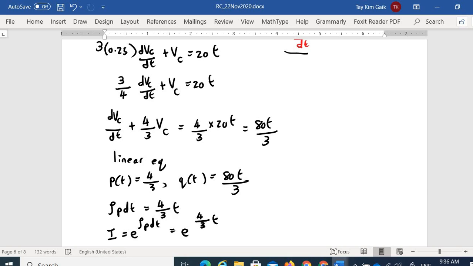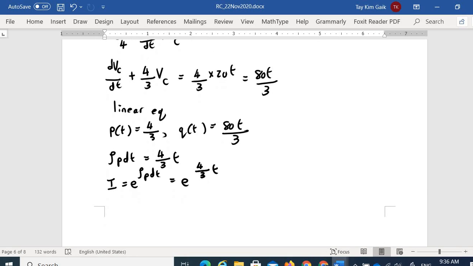Okay, the fourth step, the solution. We are going to solve for VC, so you have integrating factor I multiplied by your VC equal to the integral of I multiplied by QT dt.